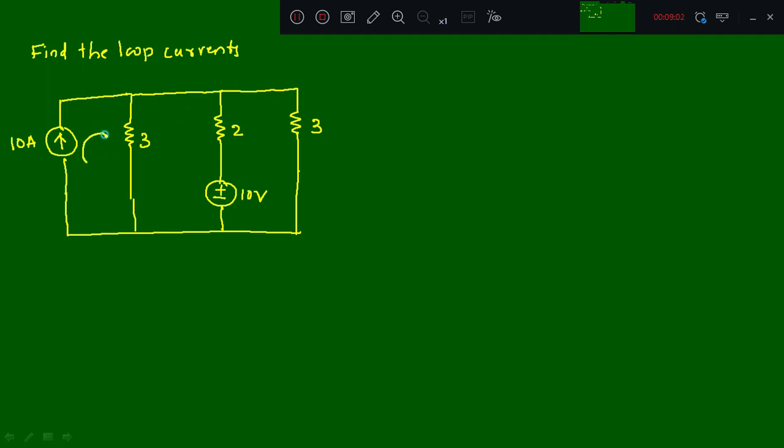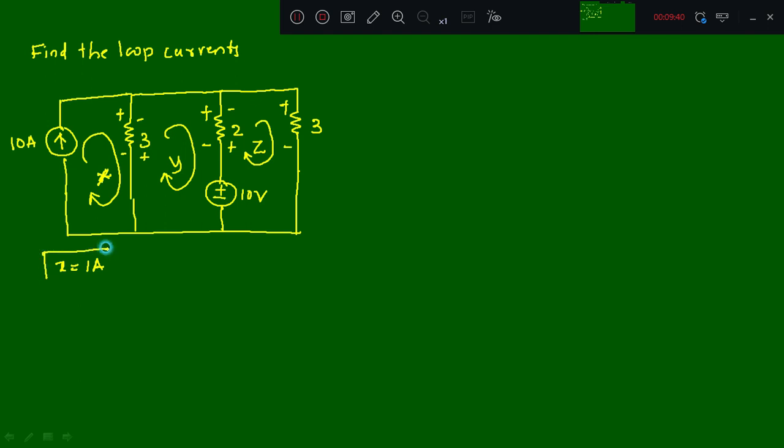So I'll assume the loop currents in this way. So this is x, this is y, and this is z. Again, sign convention: entry sign plus minus with respect to x, here plus minus, with respect to z here plus minus, right? So from the first loop, this is the x loop, you can see from the diagram. This x loop is in the direction of this 10 amperes current source.